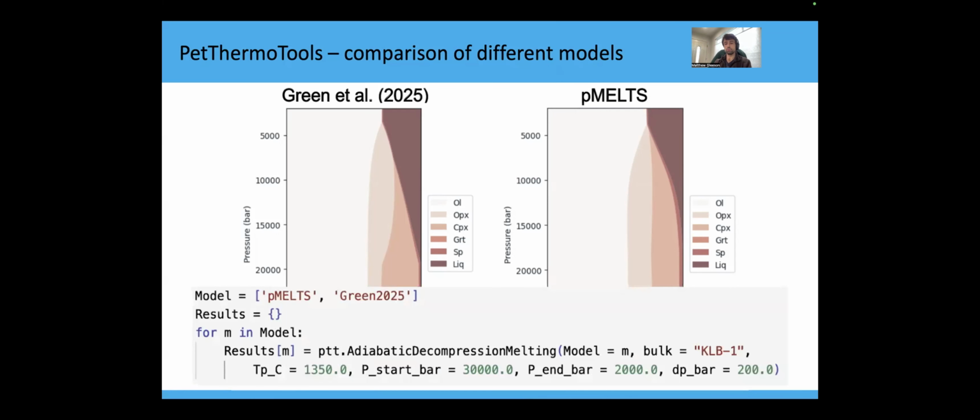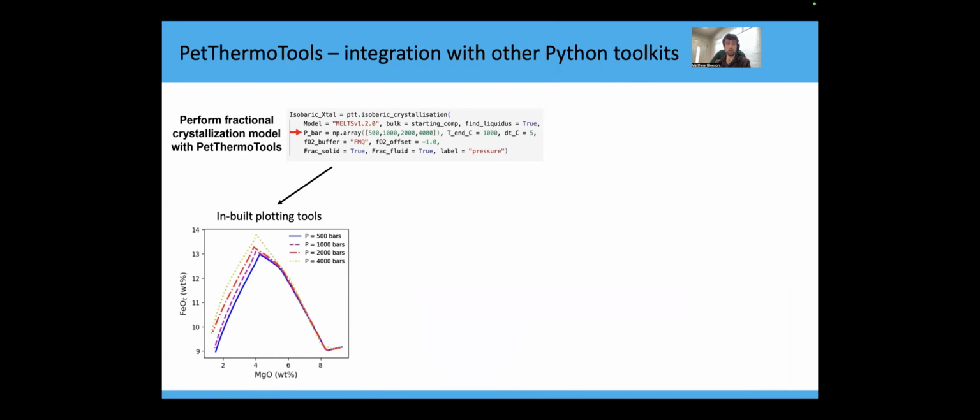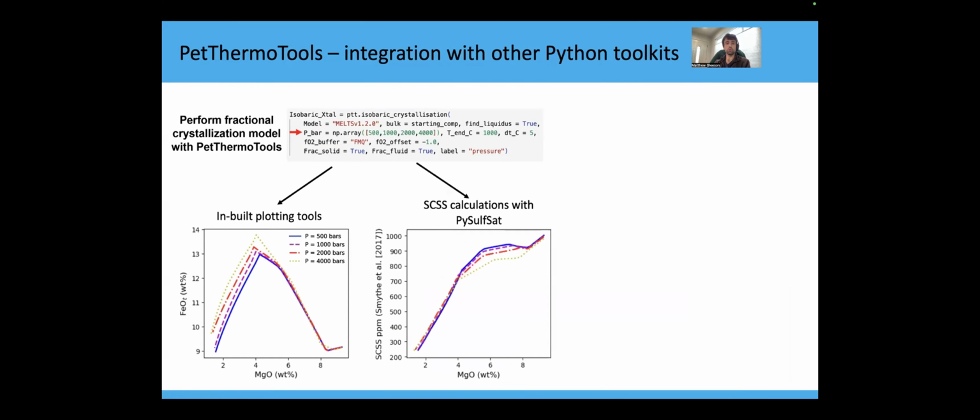The other major benefit I see of PetThermoTools is that by writing it in Python, we've also been able to integrate with other Python toolkits. So once again, here's the isobaric crystallization function. Once again, specify the model, starting composition, what pressures you want to use, oxygen fugacity information. One of the really nice things with PetThermoTools is the outputs are designed so that they integrate with other models. So we have, as I spoke about earlier, the inbuilt plotting tools, the Harker function, and things such as this. But we can also use our outputs to calculate things such as sulfur content at sulfide saturation. I always get that wrong.